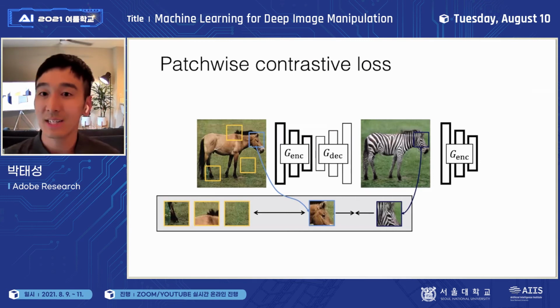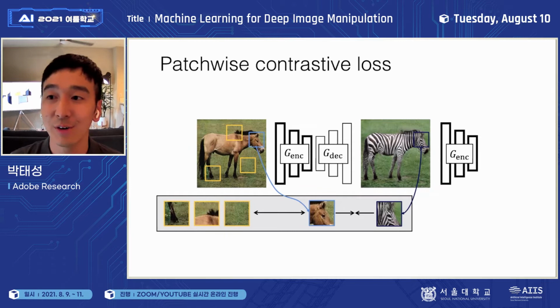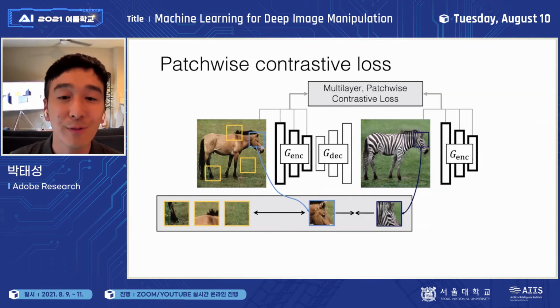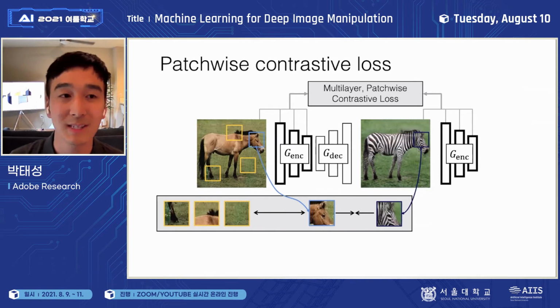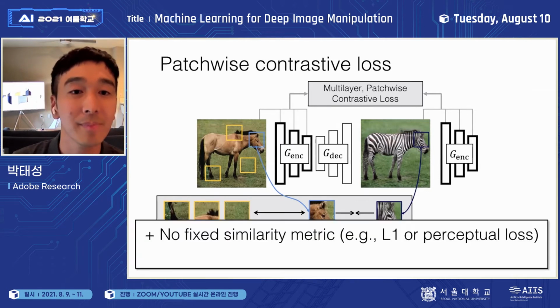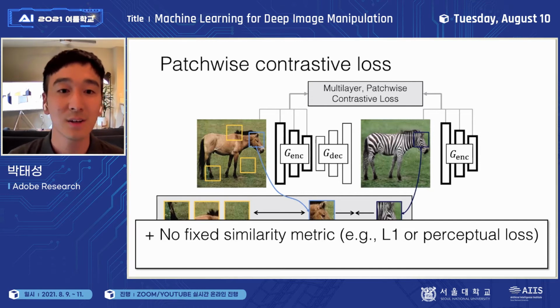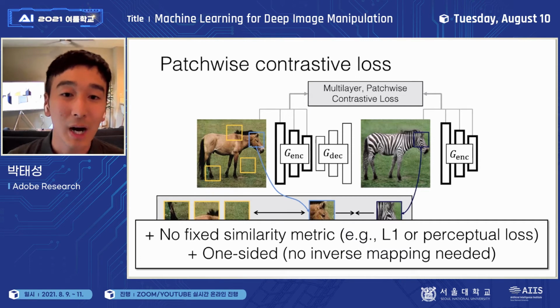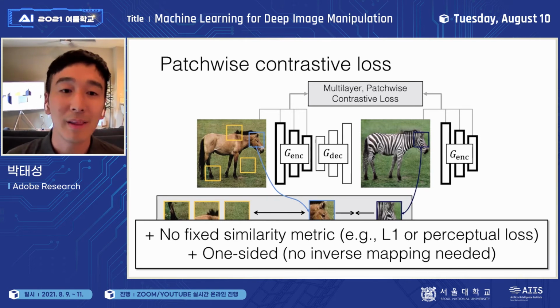To project these patches into the embedding space, we use the first half of the generator as our encoder. And we also found that computing the contrastive loss at multiple layers is important for stable training. In the end, our method replaces the fixed pixel-based cycle loss. And also, our method doesn't require a generator or discriminator in the inverse direction. And because of this, our method can actually be trained faster than CycleGAN with a smaller memory footprint.